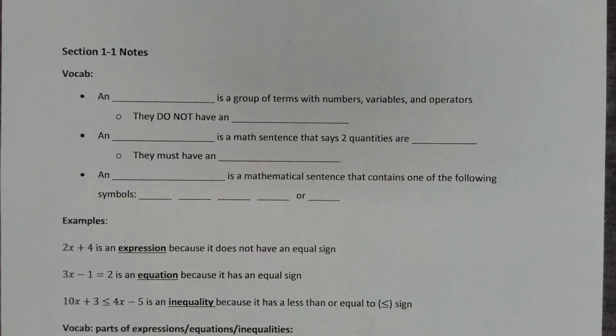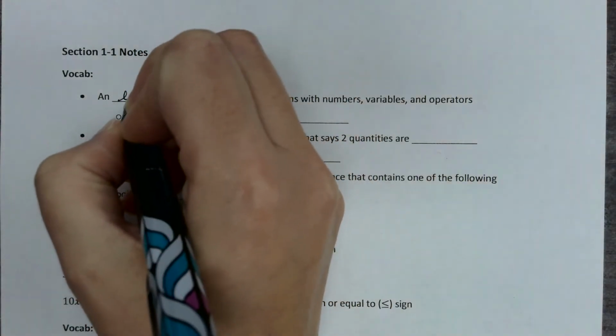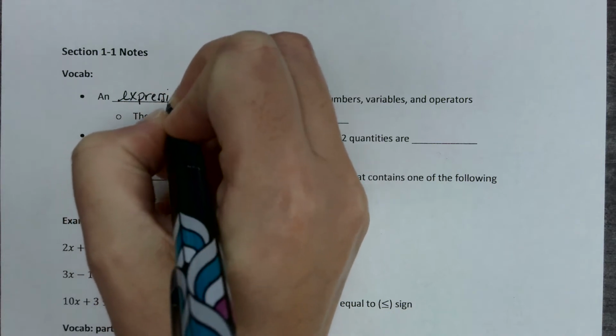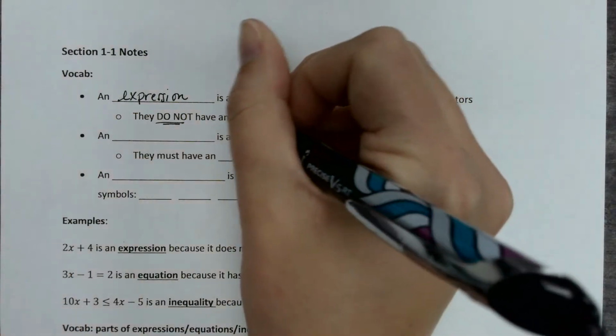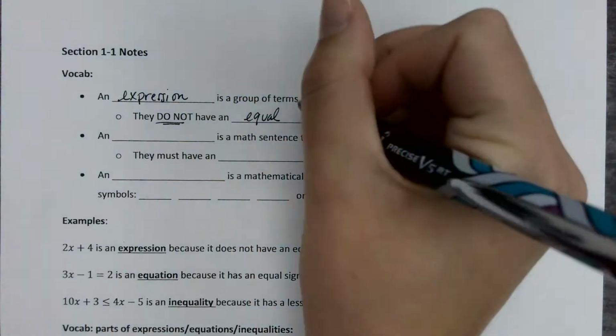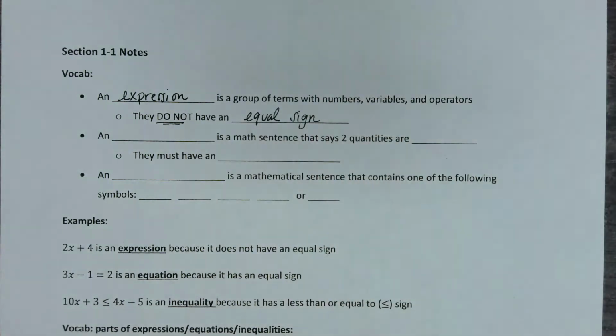Hey everyone, so we're going to start our 1-1 notes with some vocab. So first, an expression is a group of terms with numbers and variables and operators. So this is an expression. They do not have an equal sign. So an expression has no equal sign whatsoever. It's just numbers like we were using in the order of operations. Those are numerical expressions, ones that just have numbers and operators. Here, an expression in general has variables in it now too.